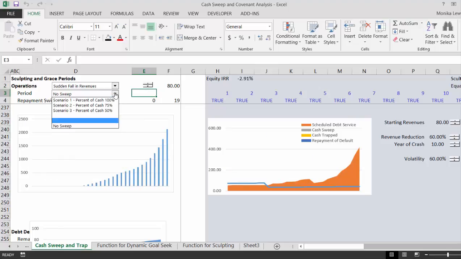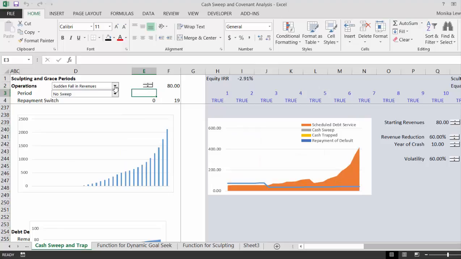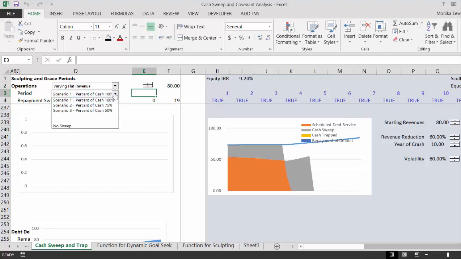If we have no sweep, we have a big default. This is the default. I made a graph of the closing balance of the default. In this particular case, if we have no sweep, we have this. If we just have flat revenues, the cash flow sweep doesn't make any difference really. Okay, now what I'm going to do is make a second video that works through all of this.